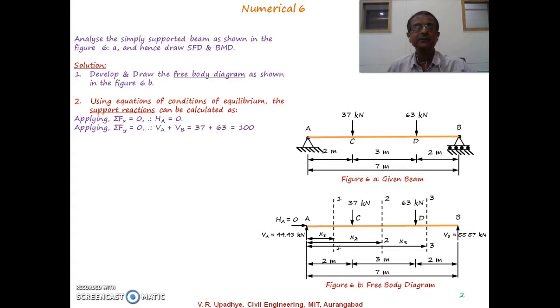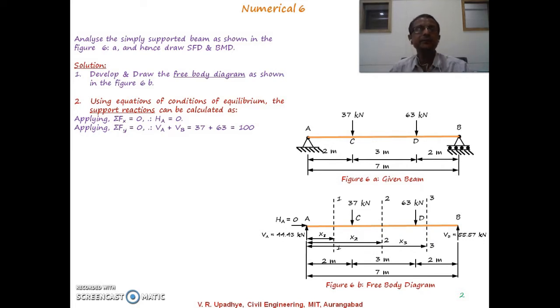If we apply summation of forces in y direction equal to 0, by considering vertical forces, we have a vertical reaction at A, VA, and a vertical reaction at B, VB. Assuming initially that both these reactions are upward, VA plus VB, and then the 2 point loads, one is 37 kN and another is 63 kN. Both these are downward. So minus 37 minus 63 must be equal to 0. That gives us the equation VA plus VB is equal to 100.